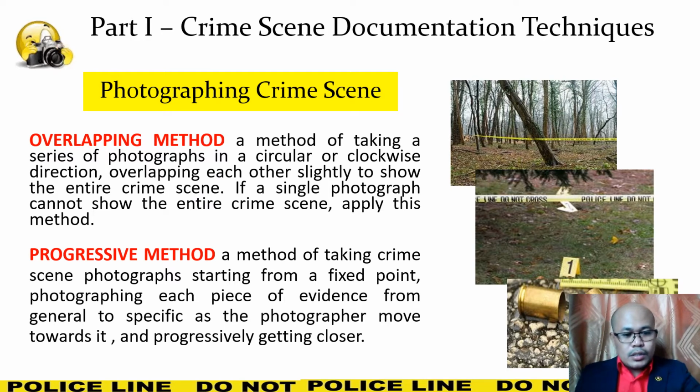On the other hand, in the progressive method, we take the crime scene starting from generic to specific shots of the entire crime scene. In other words, the manner we use here is to take shots progressively getting closer. So, how to do it?